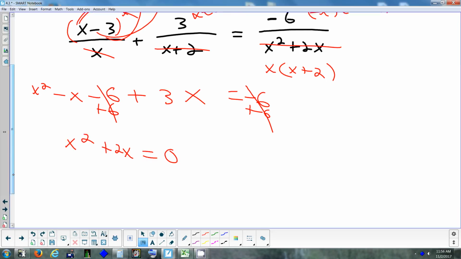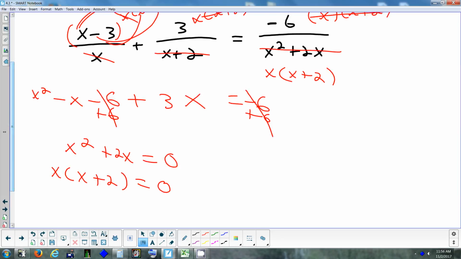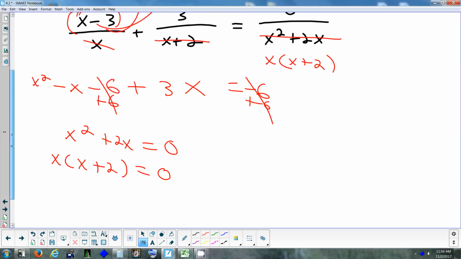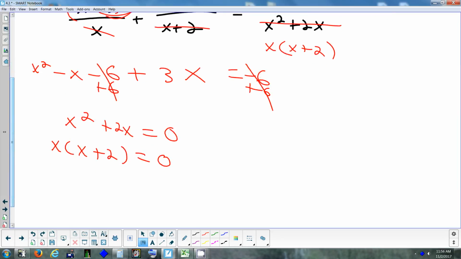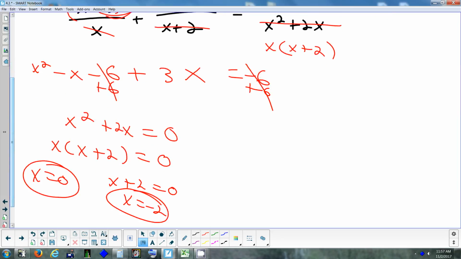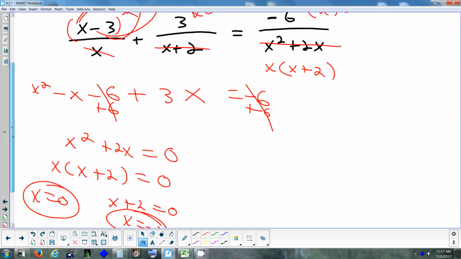So let's see what happens. What can you factor out of x squared and 2x? X. You can factor out the x. And now, look at what's happening here. We should start to see something that is not good for this problem. Set the first factor equal to 0. And what about when you set the second one equal to 0? Negative 2. Well, let's check 0.